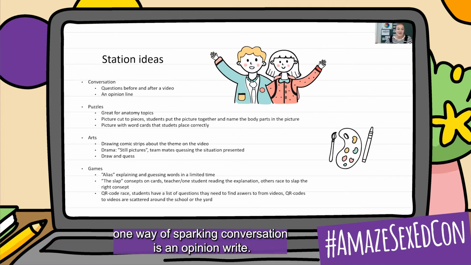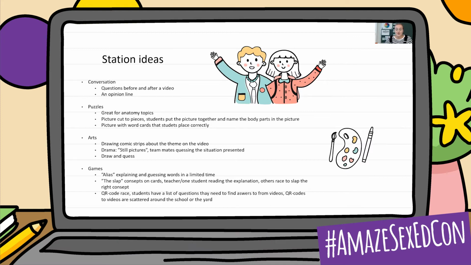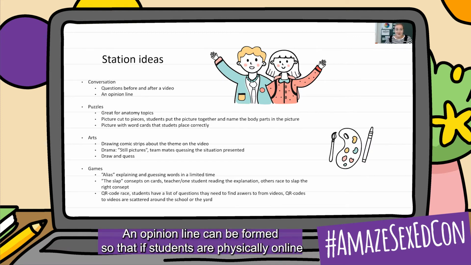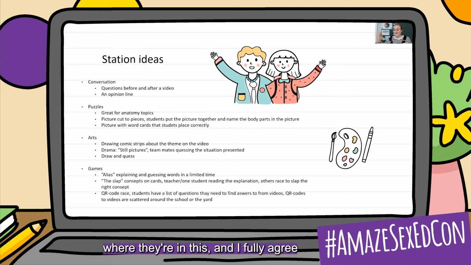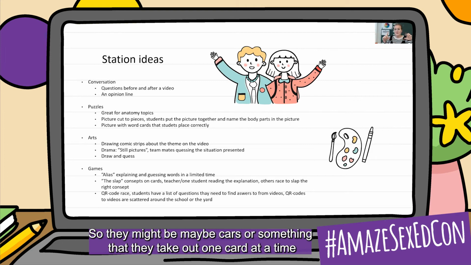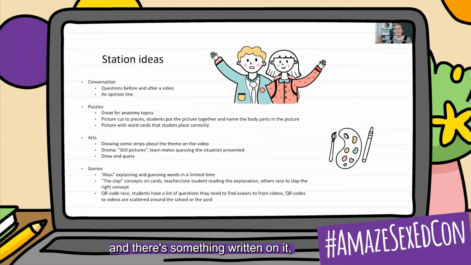One way of sparking conversation is an opinion line. An opinion line can be formed so that the students are physically on a line where, in this end, I fully agree, and this end, I completely disagree. And then the students stand on that line according to their own opinion on a question that I have written beforehand. So they might be cards that they take out one card at a time, and there's something written on it, and then they decide if they agree or disagree.